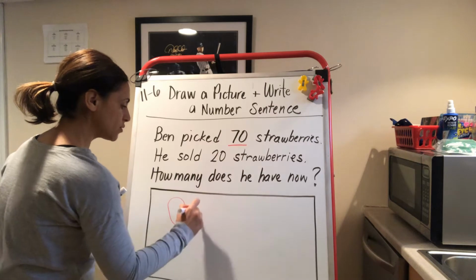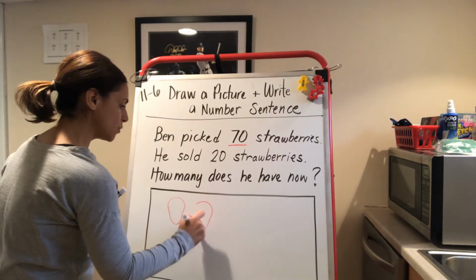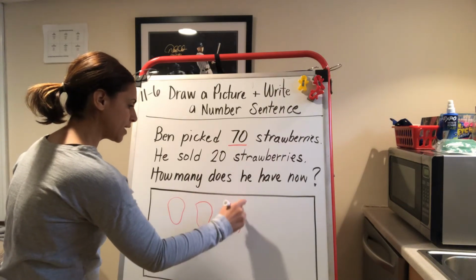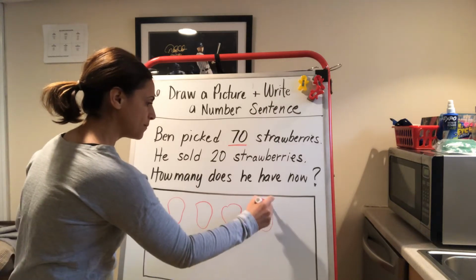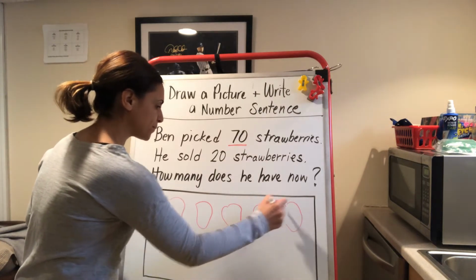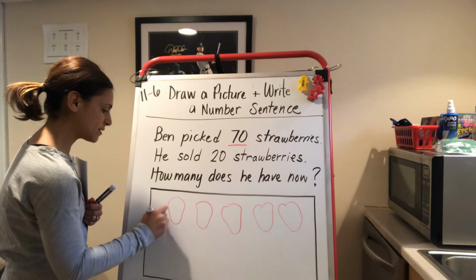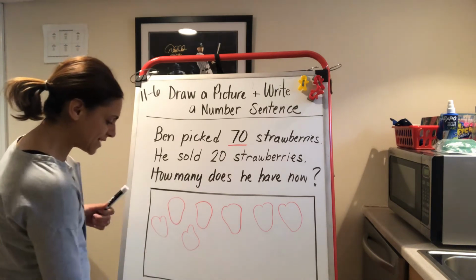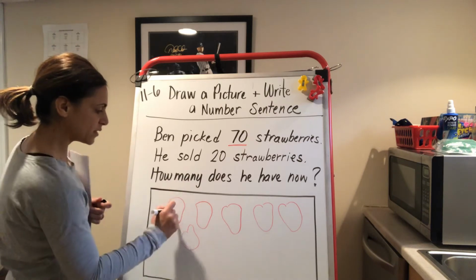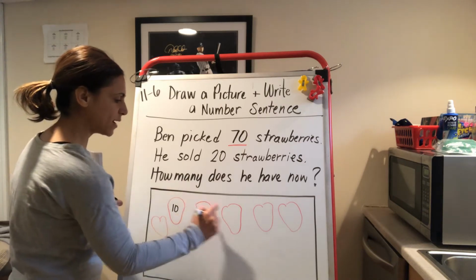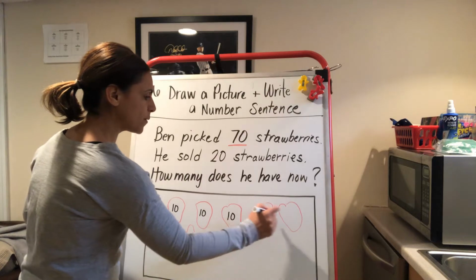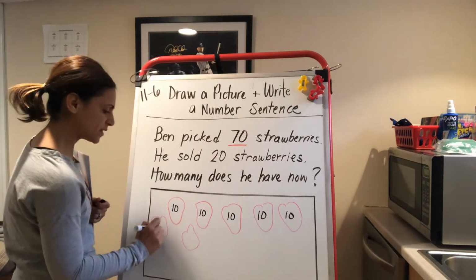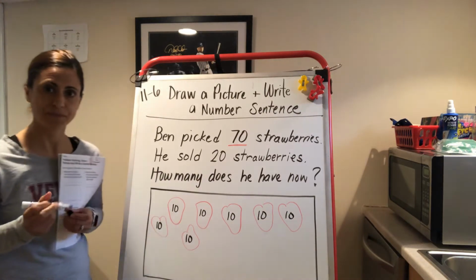So 7 groups of strawberries. 2, 3, 4, 5, 6, 7. Okay, and you know what? To represent 10, I'm going to put 10 in each. So here's 10 strawberries, 20, 30, 40, 50, 60, 70. Okay?